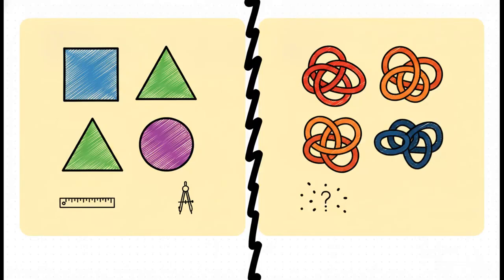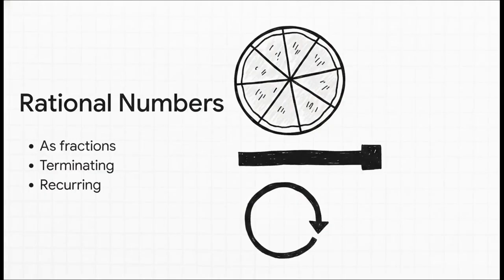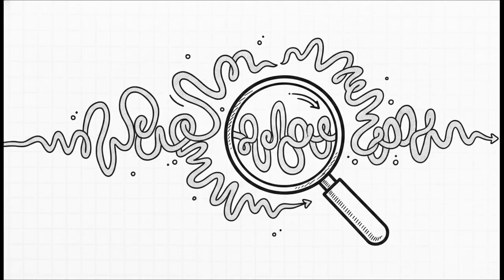Next, let's look at the strict dividing line between rational and irrational numbers. It's super important. Rational numbers can always be written perfectly as a fraction or as terminating and recurring decimals. But irrational numbers, no way! You can't write them as fractions, and their decimals, like pi, never ever repeat.